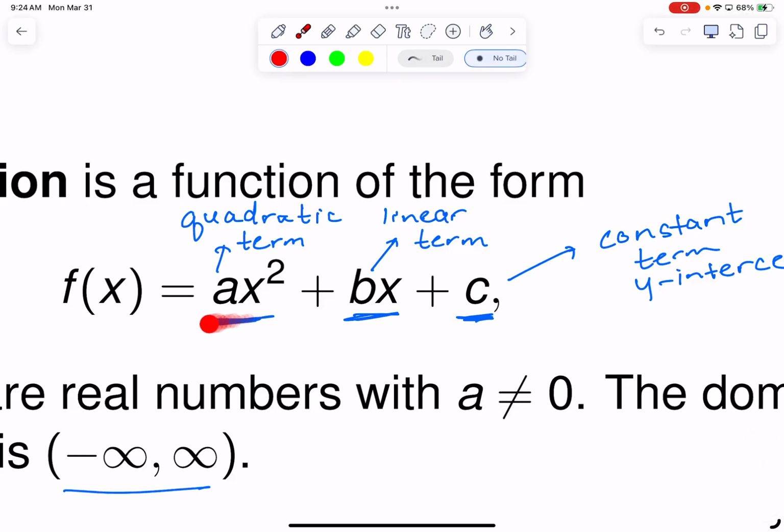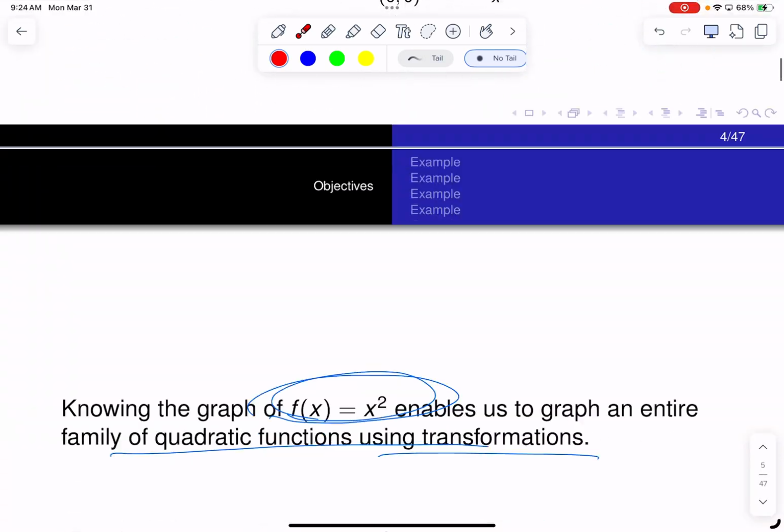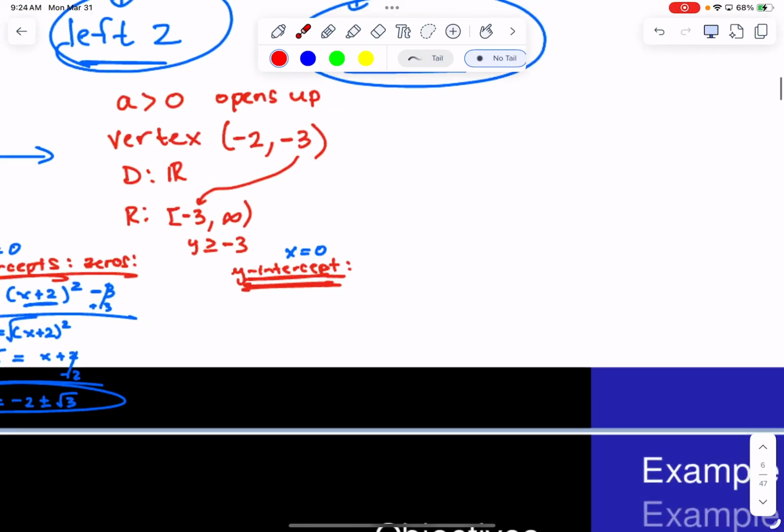X squared is the quadratic term. Bx is the linear term. C is the constant. Constant's always the y-intercept. But you notice that is only when this is multiplied out. So the constant is only the y-intercept when it's all FOILed out. Is our problem FOILed out? No. Then you don't have a choice.